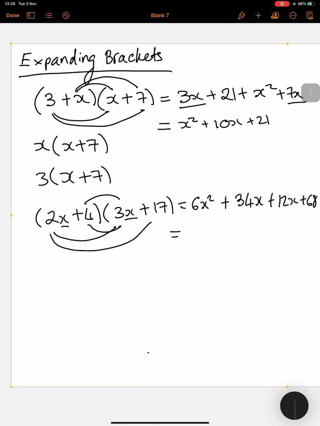Okay, so then we've got to simplify it. There's 2 lots of x there. So 34 and 12 is 46x plus 68. Okay, now we're going to do one with a minus in.